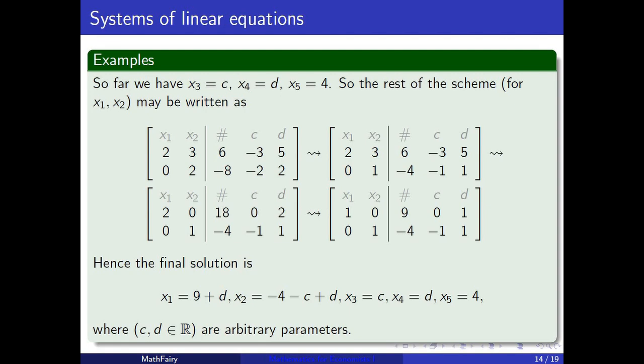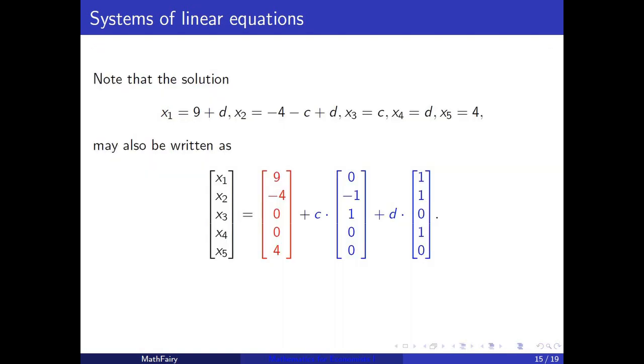We've named x3 to be c and x4 to be d, which are arbitrary parameters, and then x5 had to have been 4. This is what the solution of a system of linear equations would generally look like. We have a bunch of parameters, and we may have variables that are not free to be whatever they want to be. So note that this solution may also be written in what is called a parametric vector equation, since two vectors are equal to each other if and only if all of their components are equal to each other.